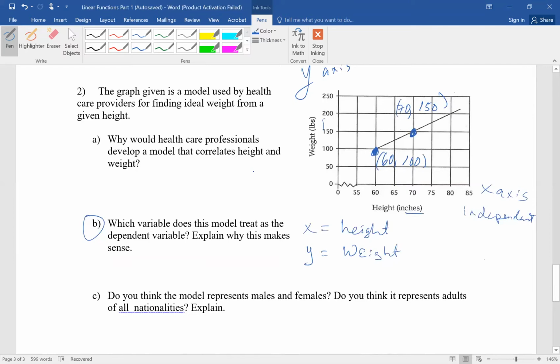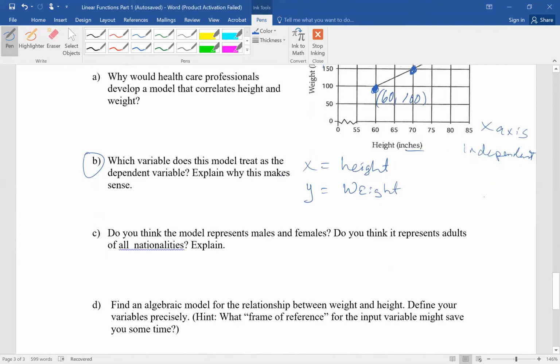Now, in some instances, I don't know. You could always find exceptions to any rule, but there's nothing having to do with the nationality. So I don't think you could say it represents anything to do with nationalities. Certainly, there are healthier people in different countries. But do you think it represents males and females? And again, it's so open ended that you can probably say whatever you think.